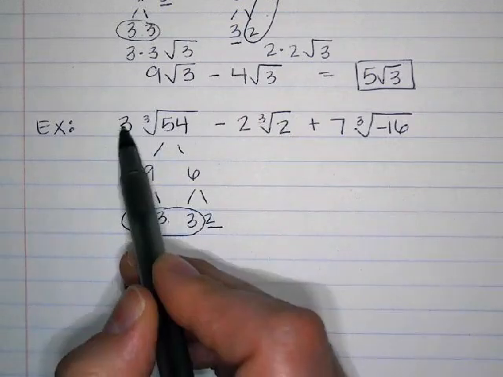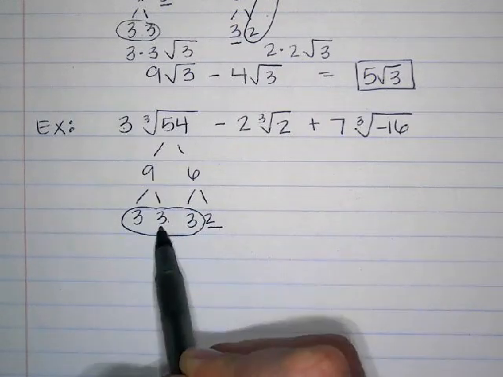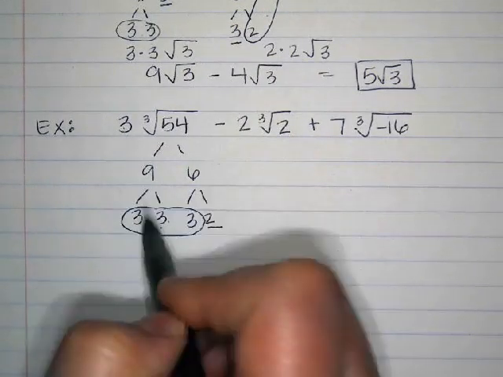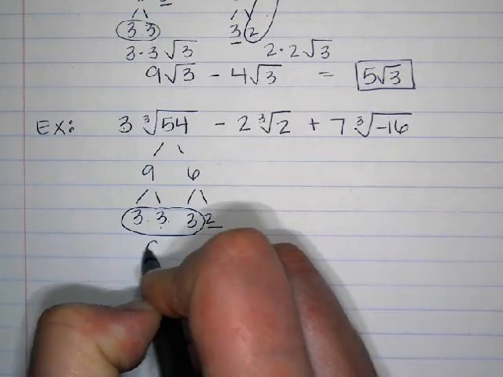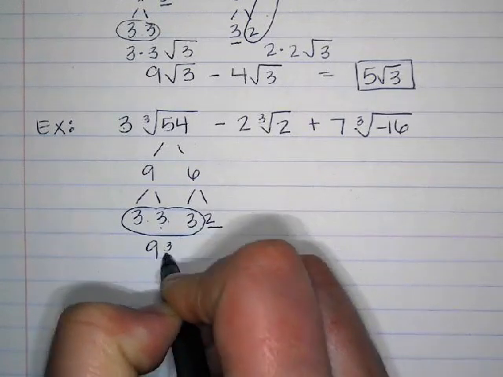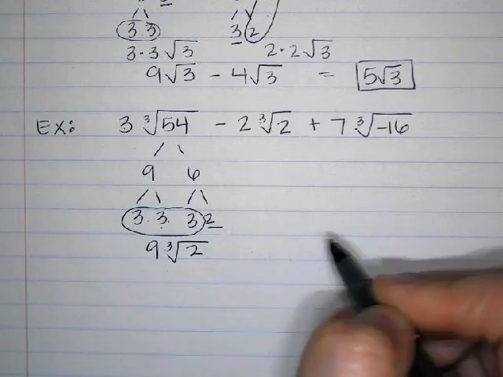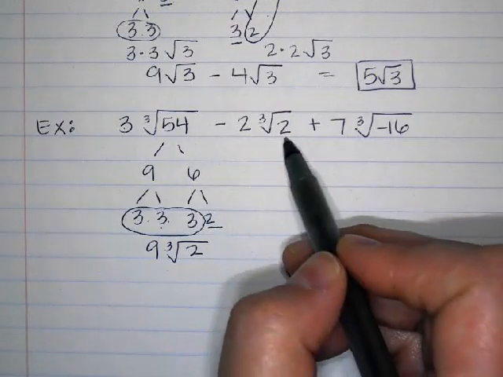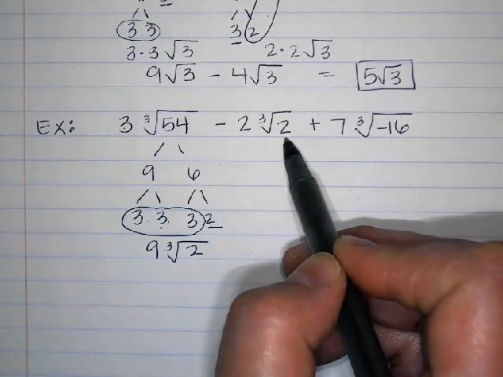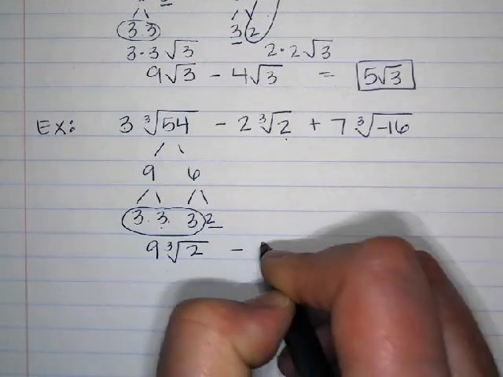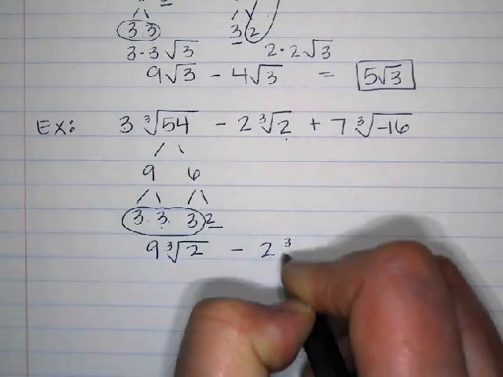So I have a 3 in the front times a triple of 3s. So 3 times 3 is 9. Cube root the leftover 2. Okay. Can this one be reduced at all? No. Okay, so minus 2 cube root 2.